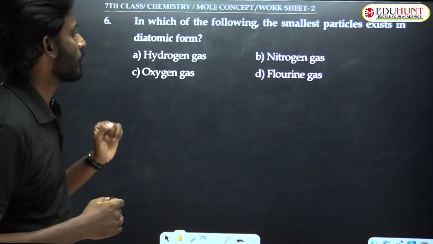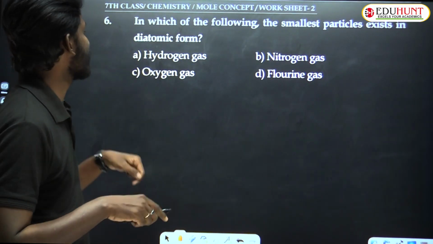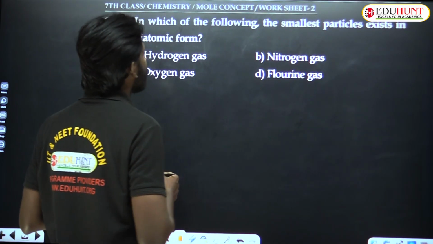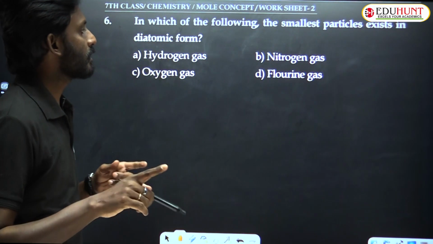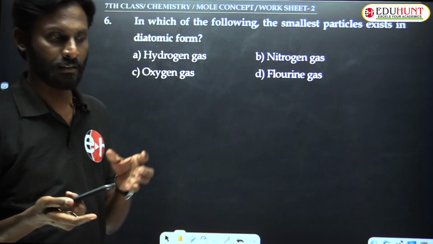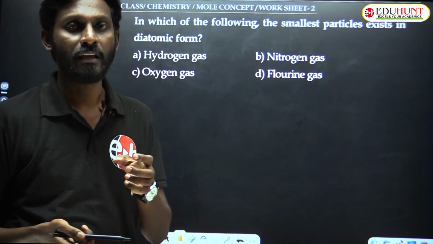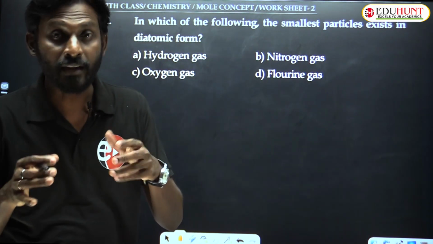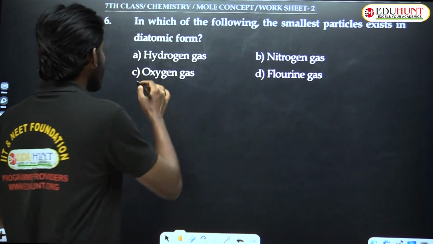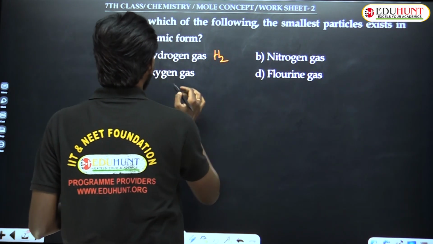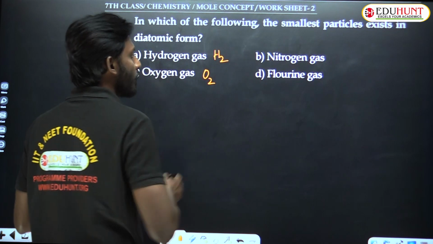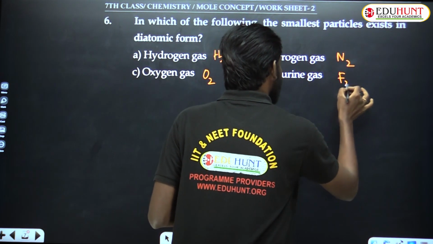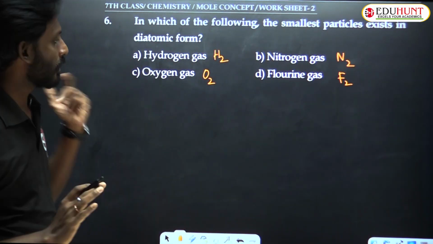In which of the following are the smallest particles existing in diatomic form? When they talk about the smallest particles existing in diatomic form, they are talking about molecules. Among these options, which molecules are in diatomic form? Hydrogen exists in diatomic form, oxygen gas exists in diatomic form, nitrogen gas exists in diatomic form, even fluorine. All the options are correct here. All are correct.